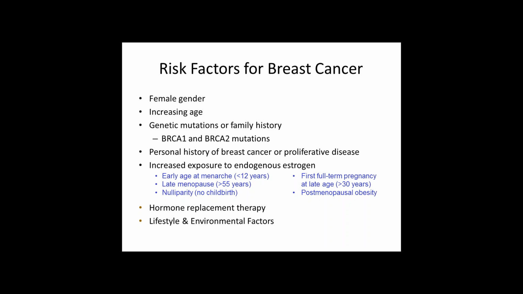A woman who has had a personal history of breast cancer is at higher risk for developing a second cancer. And if there is proliferative disease diagnosed, meaning a breast biopsy that shows atypical ductal hyperplasia or other benign but pre-invasive types of diseases, that increases the risk. Breast cancer is, by and large, an endocrine disease.